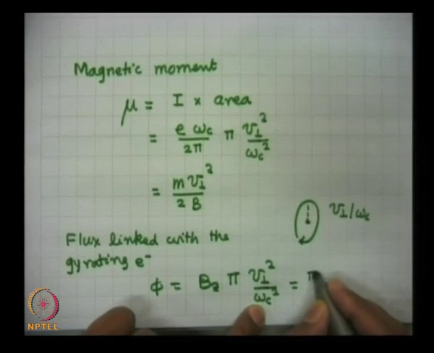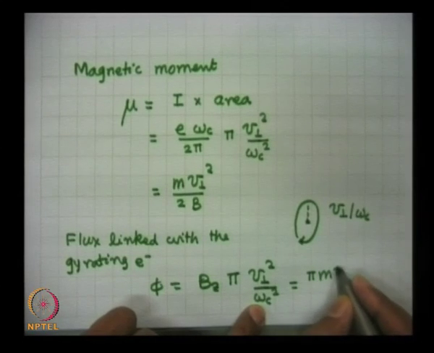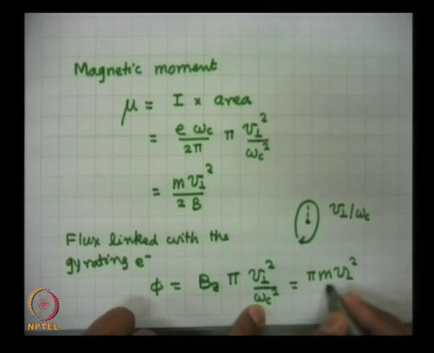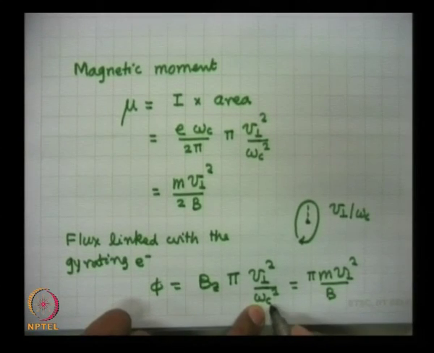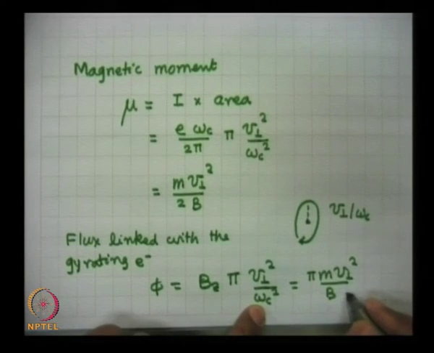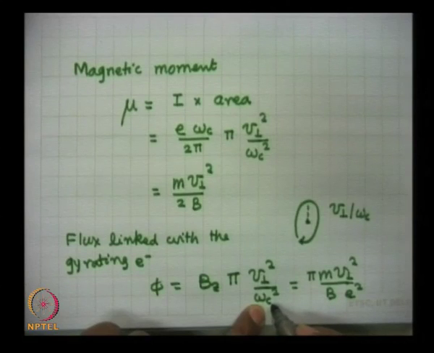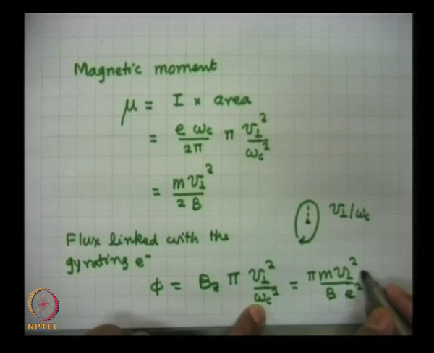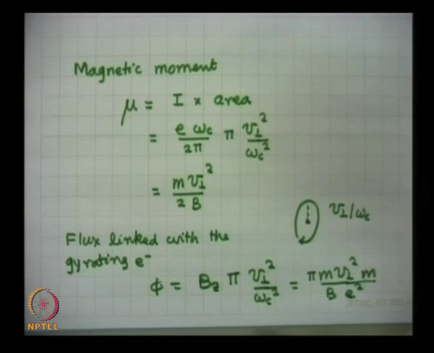pi m V_perp square upon B. One B will cancel out, one B will survive. Then you will be left with some constants like e square, and one m will also be there, I guess. My point is that phi is related to mu, besides some constants.